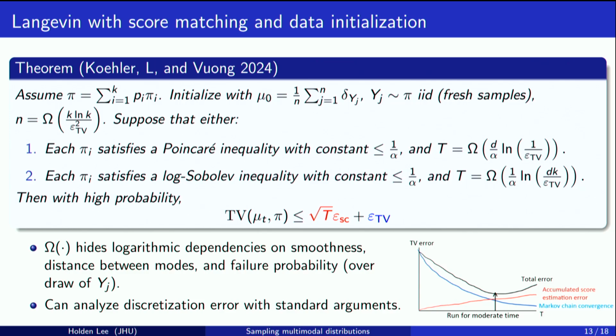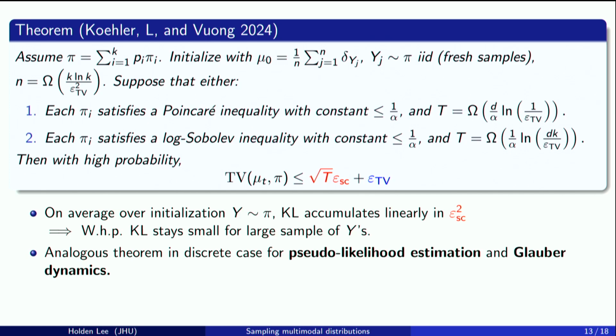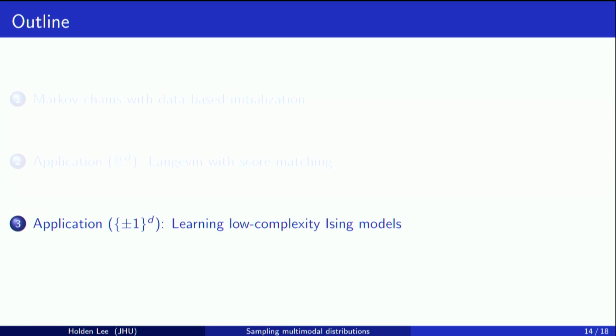Note that this bound does in fact have one part that is growing in time, the accrued score error, and one part that is decaying exponentially. And then using the log-Sobolev inequality, we can save a factor of the dimension. I'll also note that there is an analogous theorem in the discrete case, using pseudo-likelihood estimation, the discrete analog of score matching, and Glauber dynamics.